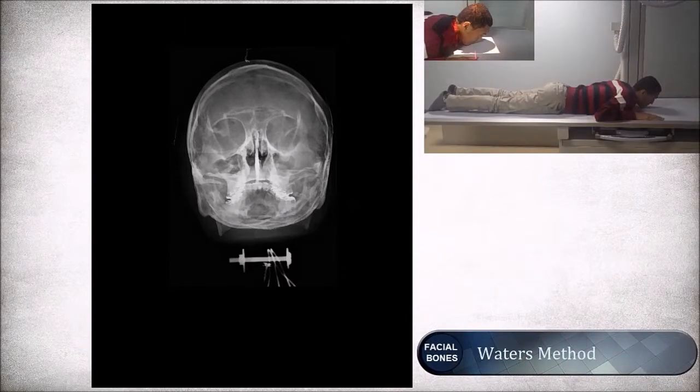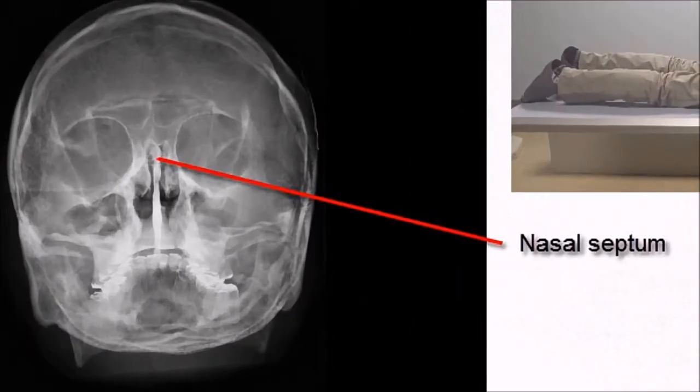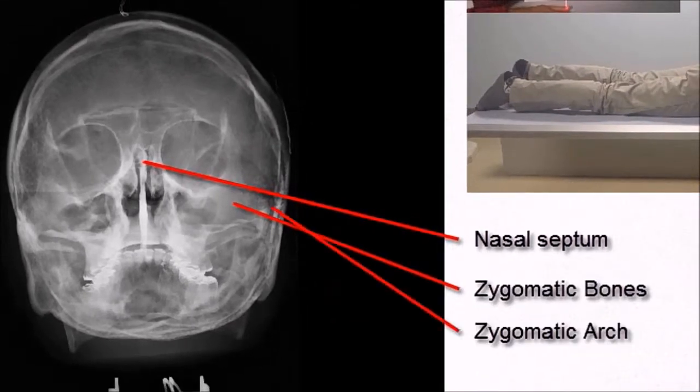Evaluation criteria. Anatomy demonstrated: inferior orbital margins, maxillary sinuses, nasal septum, zygomatic bone, zygomatic arch, and anterior nasal spine. Correct neck extension shows petrous ridges just inferior to maxillary sinuses.